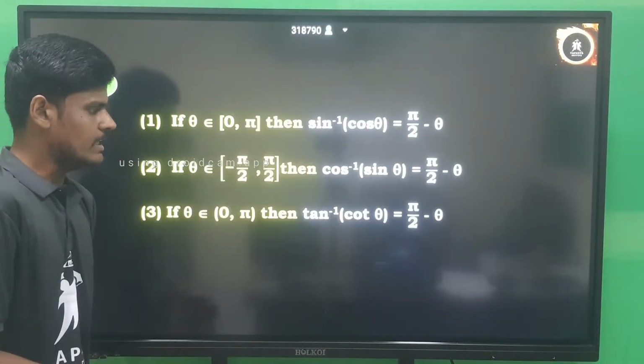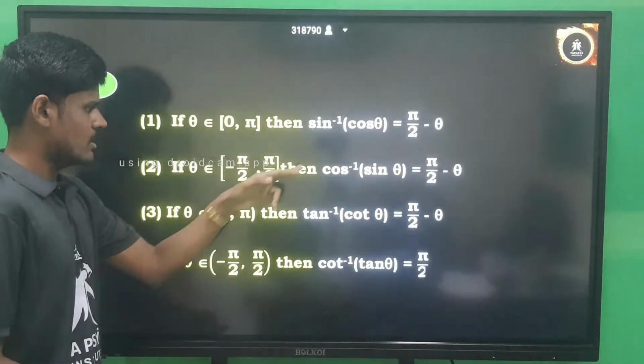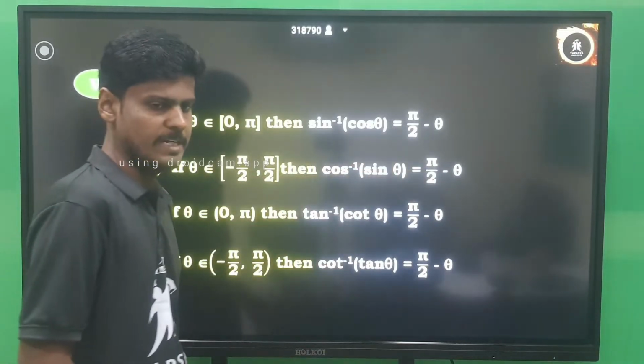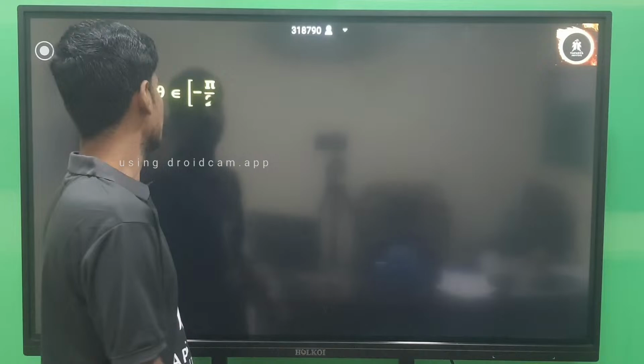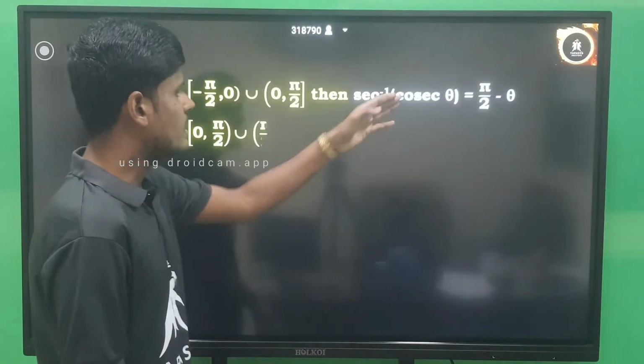In the same way for other trigonometric ratios: cos inverse sin theta is pi by 2 minus theta, tan inverse cot theta and cot inverse tan theta are pi by 2 minus theta. Same for the others.